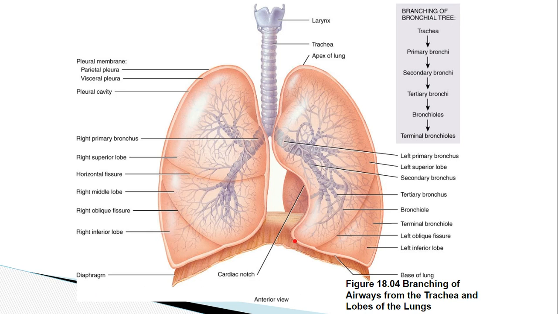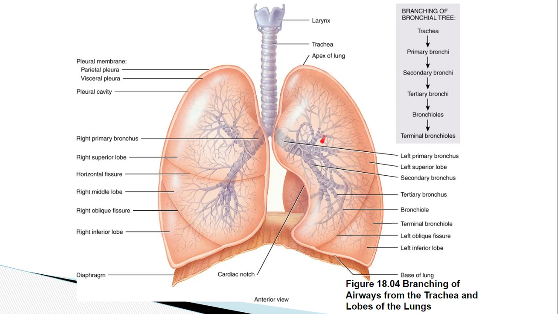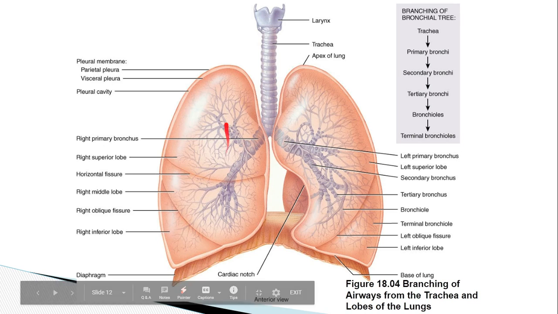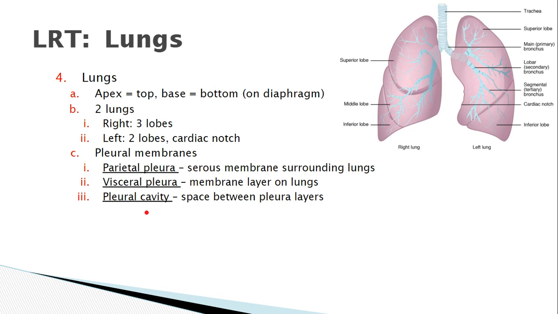Interesting little fact, and we'll talk about this again when we get to the lungs. If you look at your left lung, you notice your left lung has 2 lobes. It has 2 secondary bronchi. The right lung has 3 lobes, so it has 3 secondary bronchi, one for each of these lobes. So it actually has a superior, middle, and inferior lobe. Great. So there we are, the lungs.